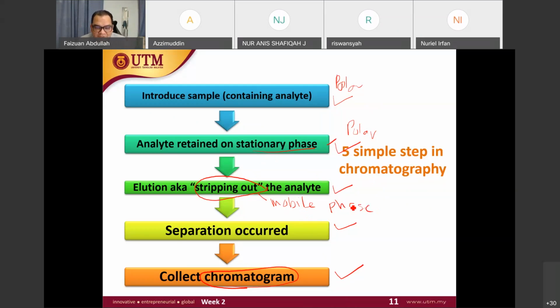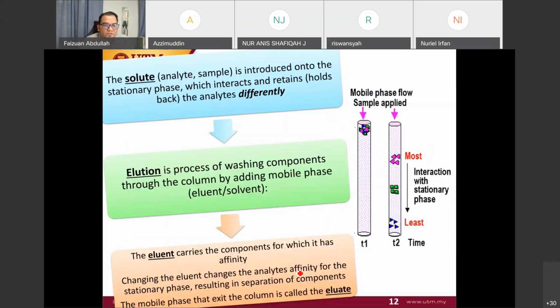Okay. So after we strip out the analyte, the separation occurred and we have our result in the form of a chromatogram. So the first step, the solute or the analyte is introduced onto the stationary phase, which interacts with and retains the analytes differently. Look at the diagram. First, we put our sample inside.